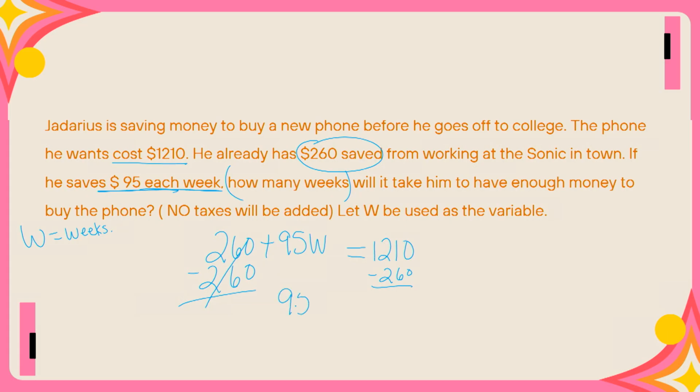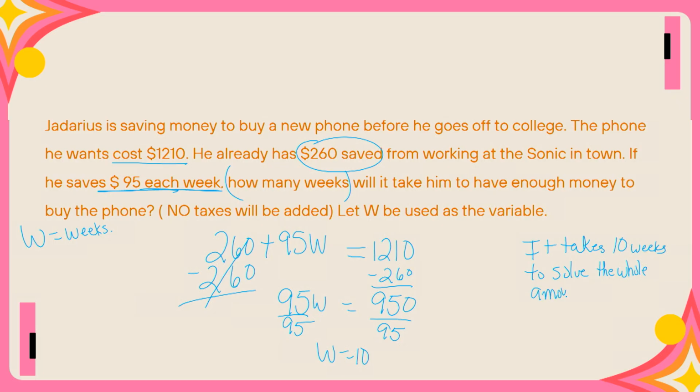So I have 95W equals 950. Since it is being multiplied, I am going to divide. So W equals 10. So I can say it takes 10 weeks to save the whole amount.